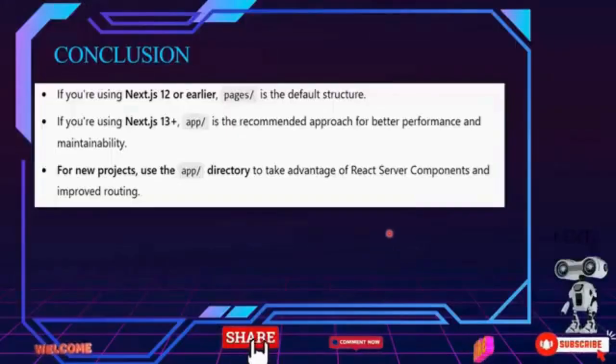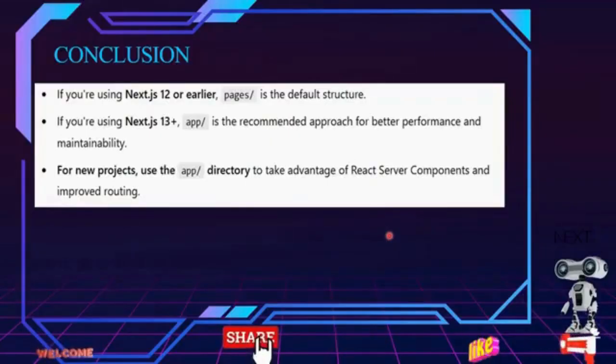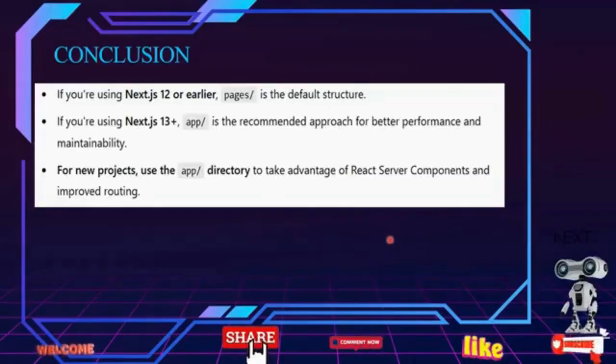Okay, conclusion: if you're using Next 12 and earlier, pages will be the default structure. If you're using Next 13 plus, the app router is the recommended approach, with better performance and maintainability. For new projects, use the app router and directly take advantage of server components and app routing. You can use these things.